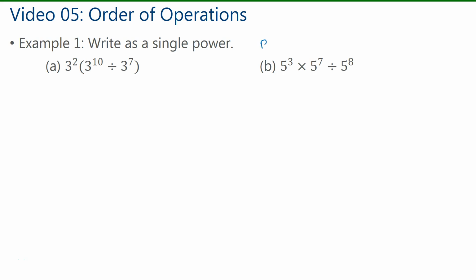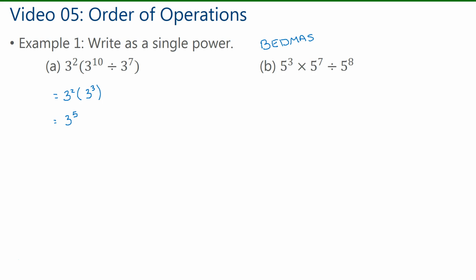So remembering our order of operations, or BEDMAS, we will start with the brackets in A. So we have 3 to the power of 10 divided by 3 to the 7. Now since we have the quotient of two powers, we can use the rule which states that we can subtract the exponents. 10 take away 7 is 3. So we have 3 to the power of 3. Now since we have the product of two powers, we can now add those exponents together. 2 plus 3 is 5.